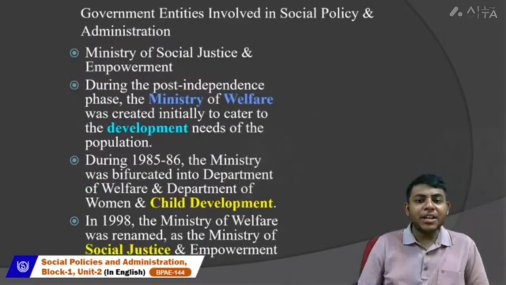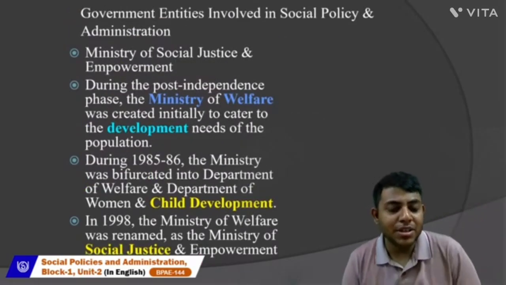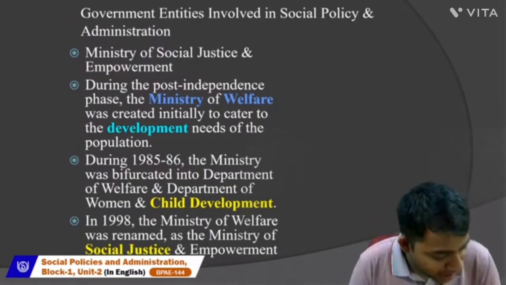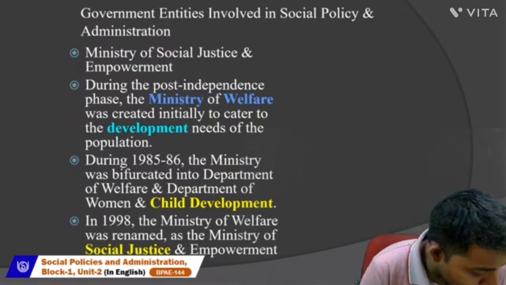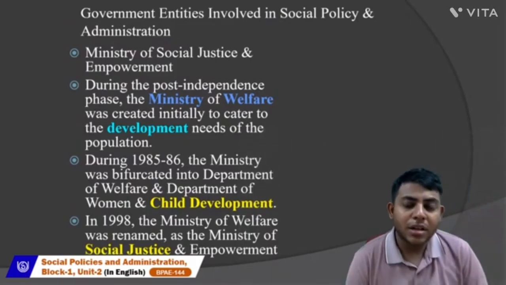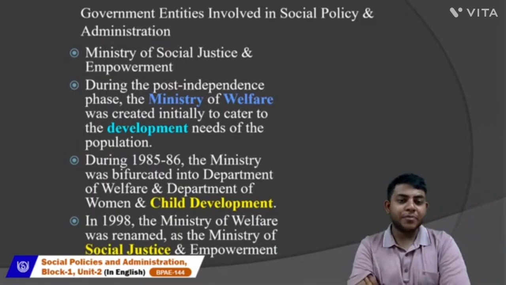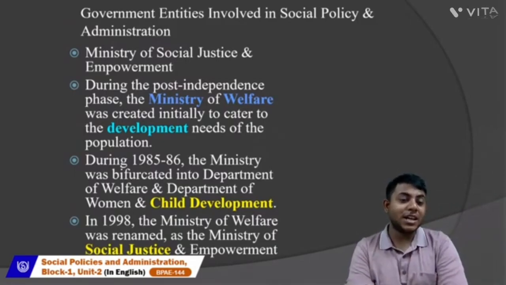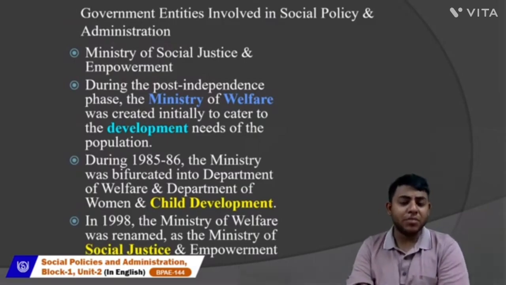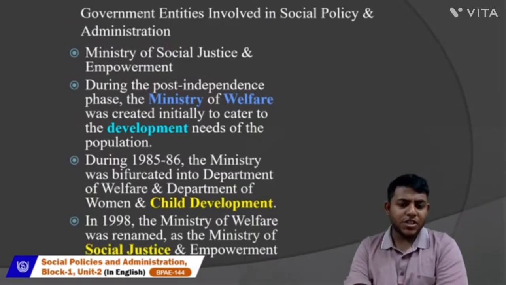So the government entities which are involved in social policy and administration, let us discuss some of the government entities which are involved in social policy and administration. The first is the Ministry of Social Justice and Empowerment. So during the post-independence phase, the Ministry of Welfare was created, initially to cater to the development needs of the population.